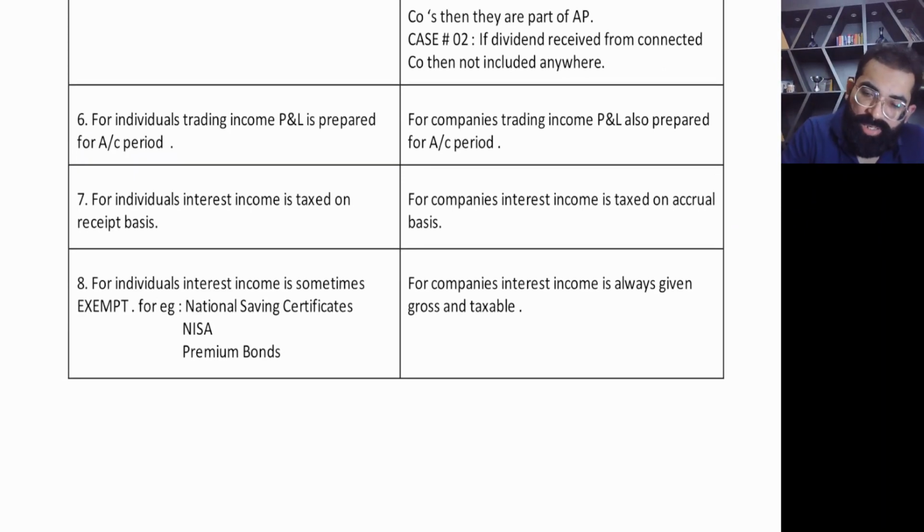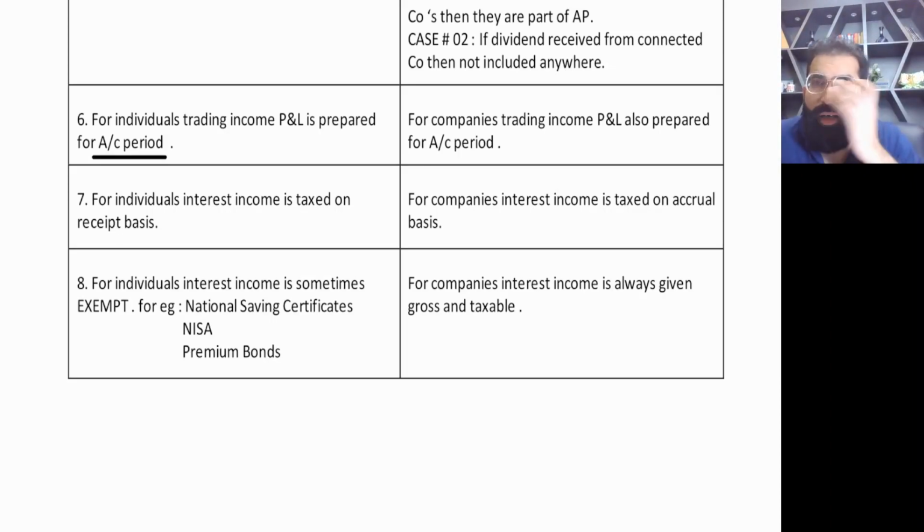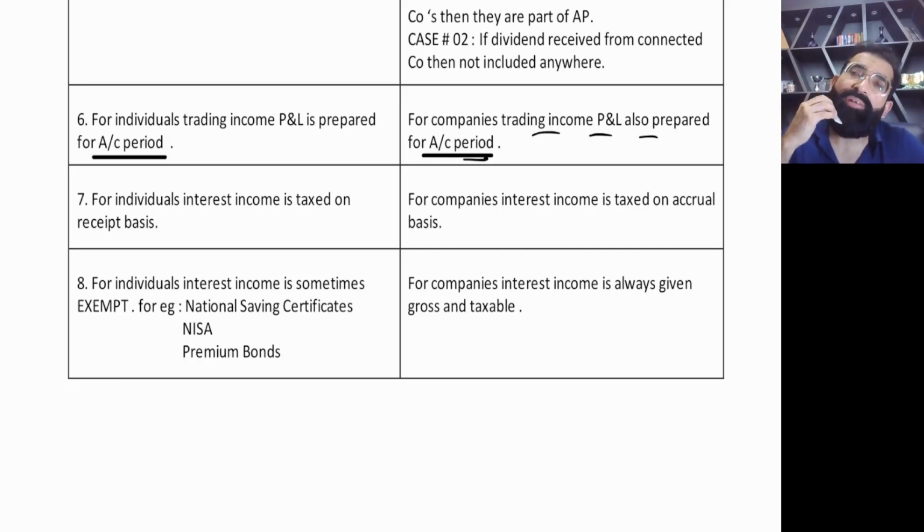For individuals, trading income P&L is prepared for the accounting period. For companies, trading income P&L is also prepared for the accounting period. This is the similarity. Don't forget, trading income P&L is always prepared for the accounting period, whether you are an individual or a company. But one more thing I want to clarify in new questions now.